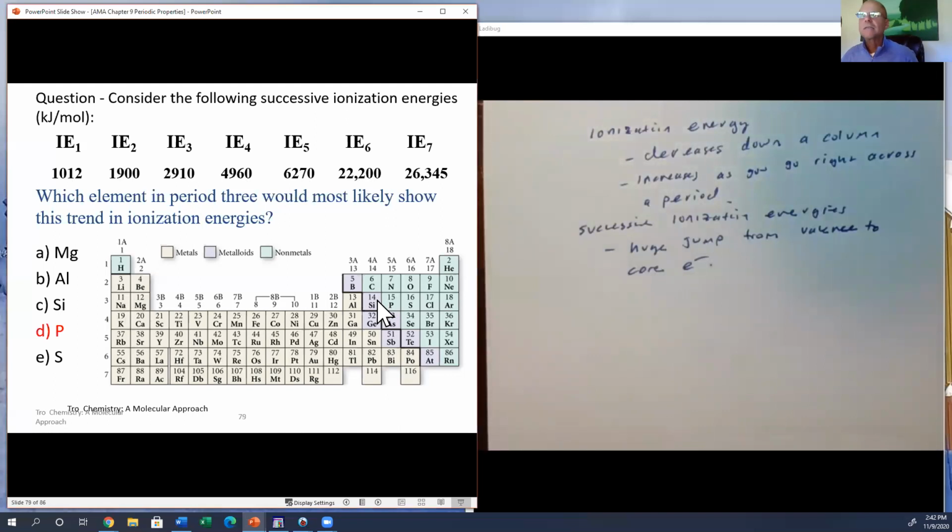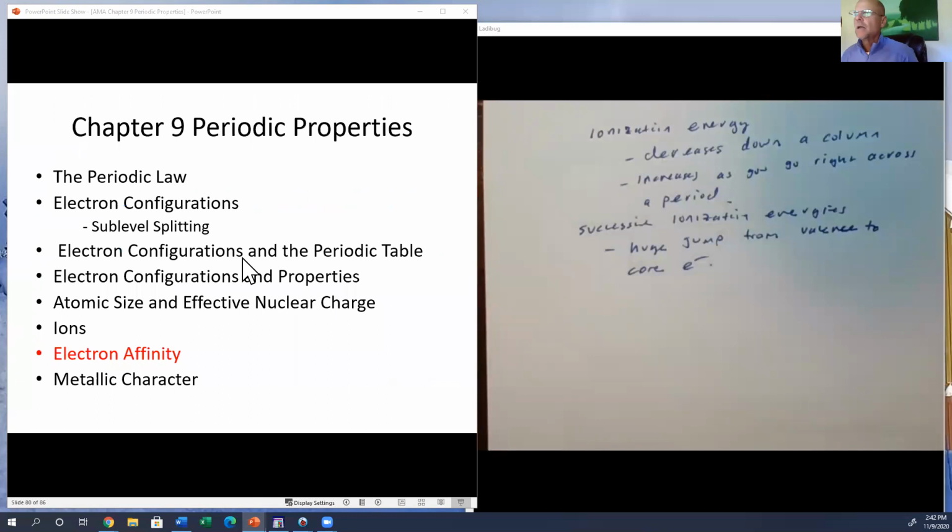The right answer is D, phosphorus. It has 5 valence electrons, so those 5 come off easily, and then the 6th one, boom, big jump. All right, again, most of you got that, so nice work. Thanks for following along. Thanks for participating in the polls. All right, 2 last periodic properties, and then we'll be done.